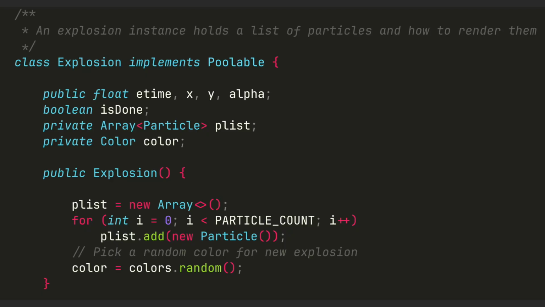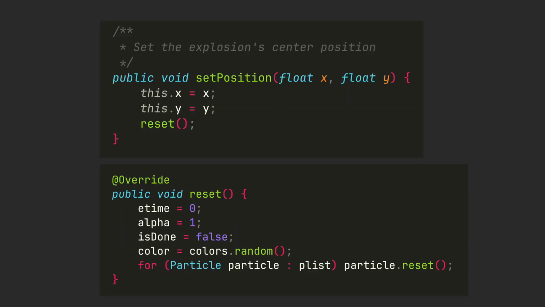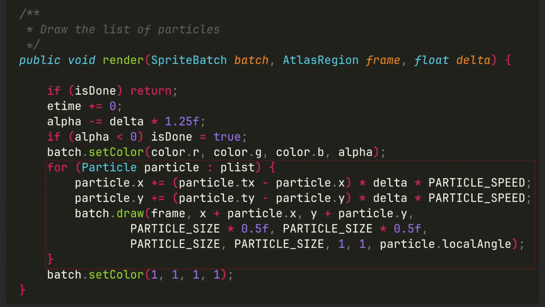We also need to create an explosion class to generate a collection of particles with some default states in the beginning. In the constructor, we initialize a fixed number of particles and pick random colors for them. A set position method is used to set the explosion center, then pre-calculates the particle states around that position. For every frame in the explosion class, we iterate over the list of particles to update their positions and draw them to the screen. We also update the explosion alpha value until it becomes 0. Then we stop the animation and return it to the pool.